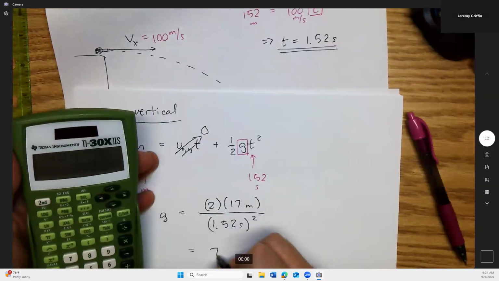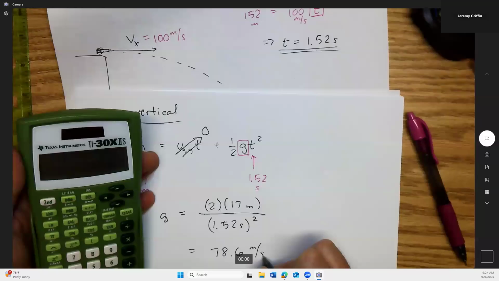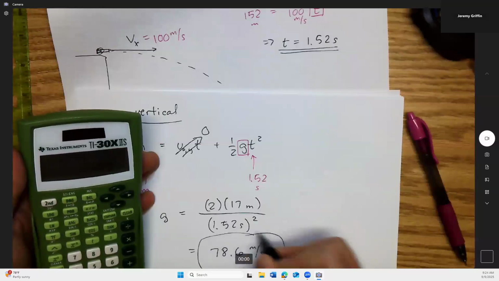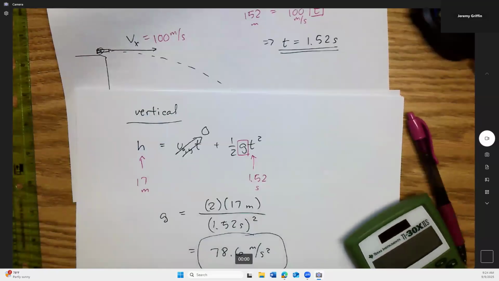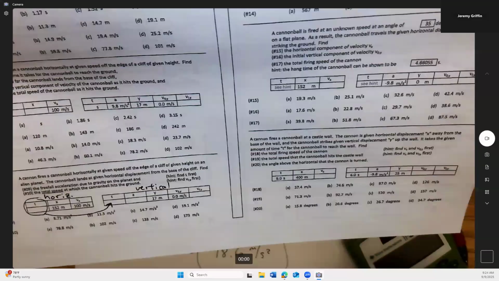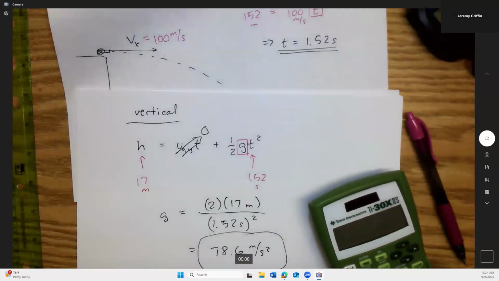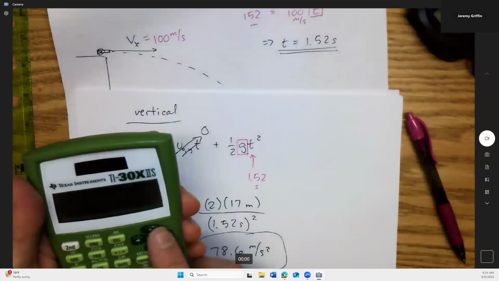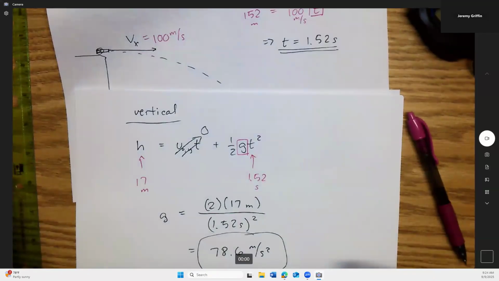So I'm getting this many meters per second squared. Let me make sure that's an answer choice on my paper. And hold on, did I mess up somewhere? Closer to 5. 2h over t squared. 14 plus though. What happened?